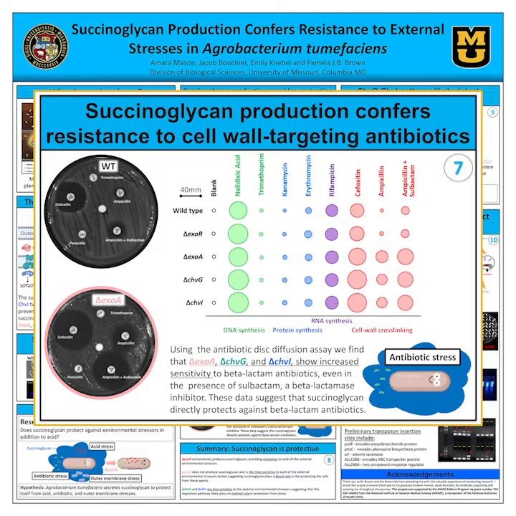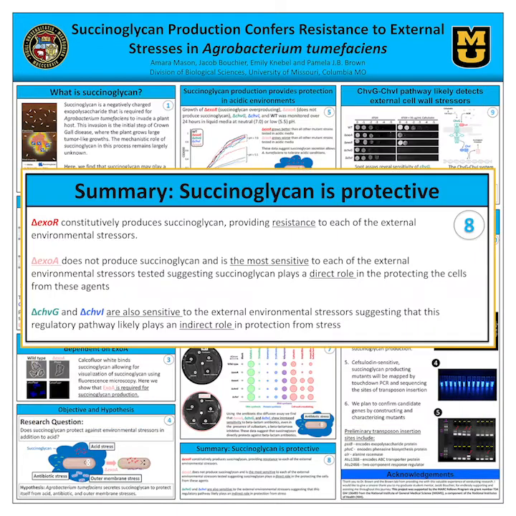Here I show 2 representative plates. On the top left is the plate with wild type, and the plate with the ExoA mutant is below. We have summarized all of our results in a graphical summary in which the size of the circle is proportional to the actual zone of inhibition. We find that succinoglycan production provides protection against antibiotics which target the bacterial cell wall. The mutants with reduced succinoglycan production, including ExoA, ChvI, and ChvG, have increased sensitivity to cefoxitin and ampicillin.